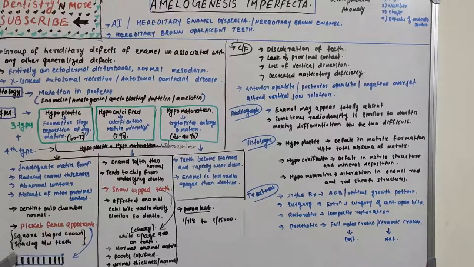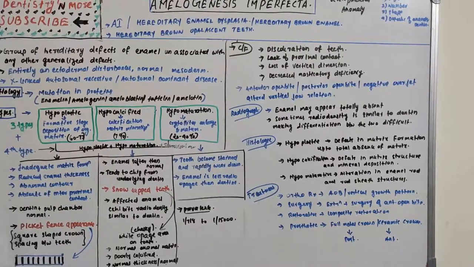You imagine this black thing as a tooth. The interproximal areas are lost because of the enamel. Enamel is very fragile. It is lost at the interproximal area. Ultimately, it gives rise to this type of appearance when we take a radiograph.